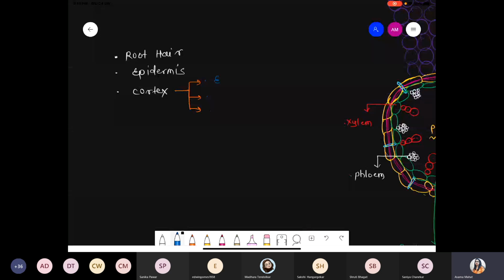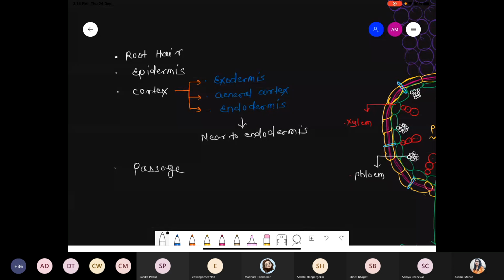Number one, exodermis. Number second, general cortex. And the third one, endodermis. The endodermis is rich with Casparian strips. Now, near the endodermis, there is a presence of the next cell, that is passage cell. Passage cells are present. Okay.